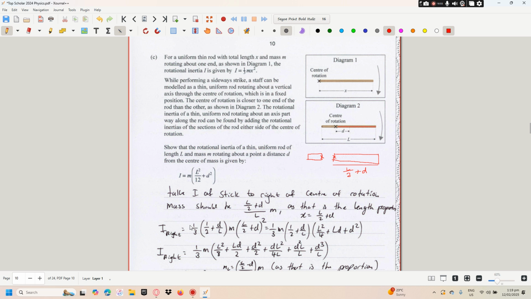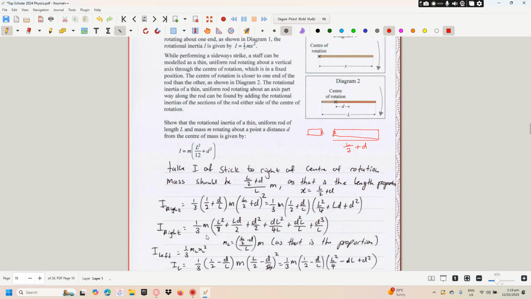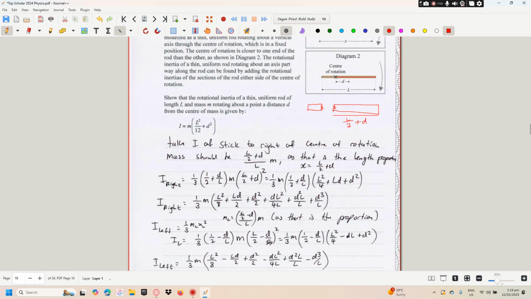So the rotational inertia to the right is 1/3 times... why have I got 2 m? Oh yes, L on 2 plus D divided by L times M is 1/2 plus D on L. So 1/3 times that, times M x squared. L on 2 plus D is the x squared bit. And you can simplify that to that, and you can simplify that to that.